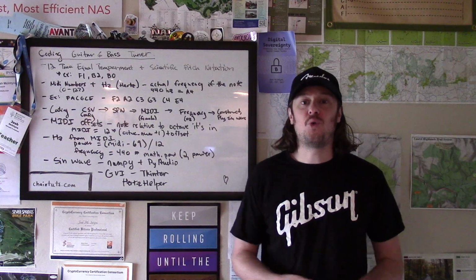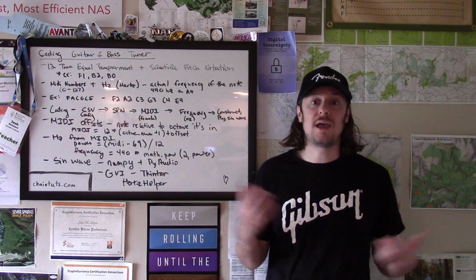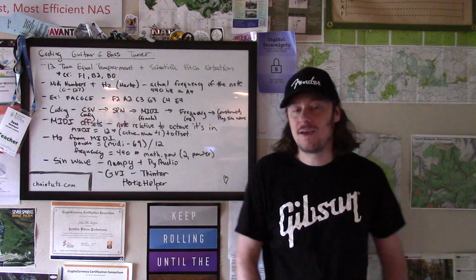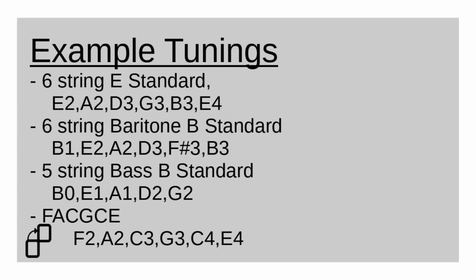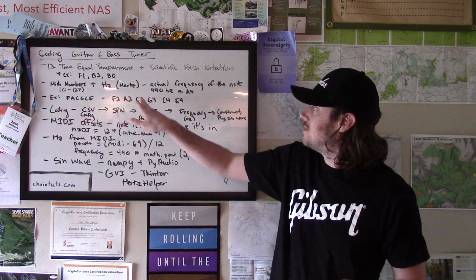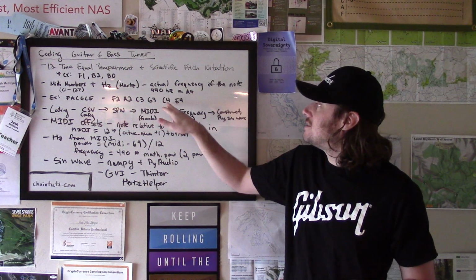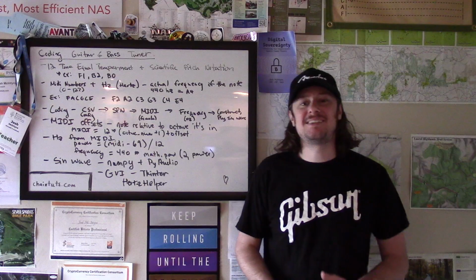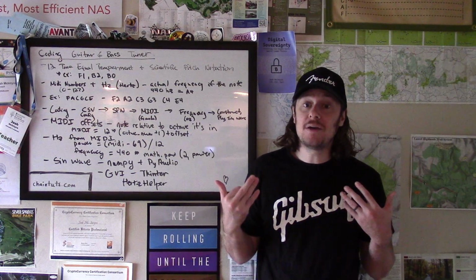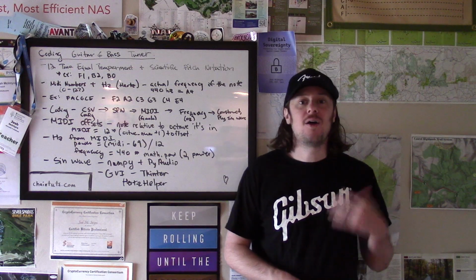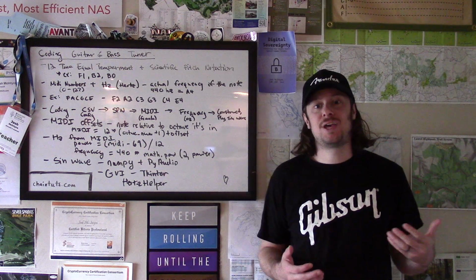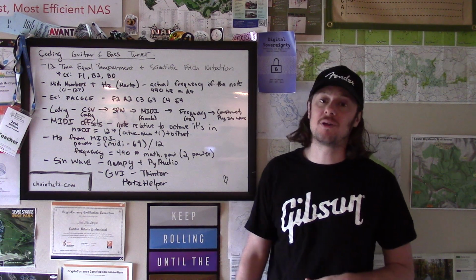So let's say, for example, one of my favorite open tunings for a regular scale 6-string guitar is F-A-C-G-C-E. And this tuning is close to standard tuning, and it is F2, A2, C3, G3, C4, and E4. So how can we take this and convert it to a playable sound using a computer? And then we can use that playable sound to tune our guitar by ear, matching what we hear from the guitar to what we hear from the computer.